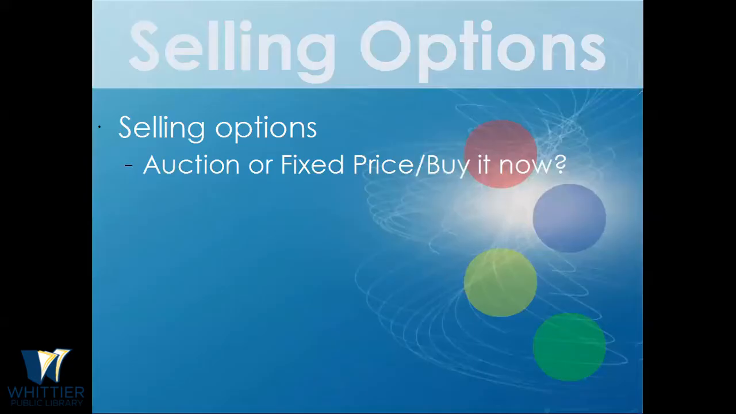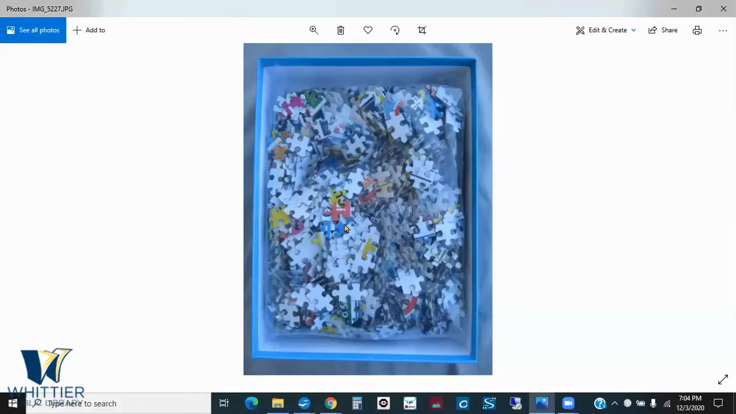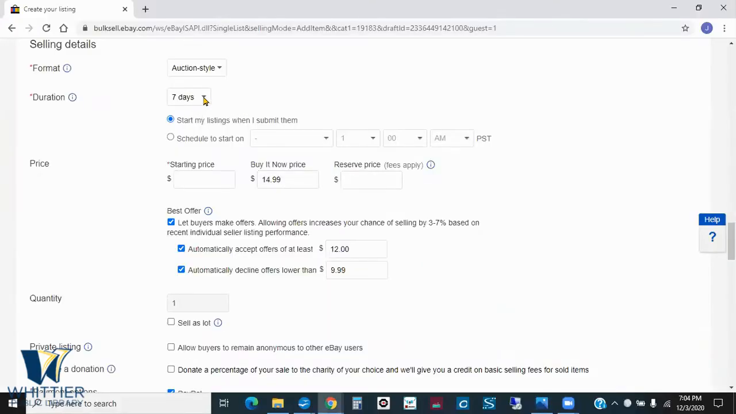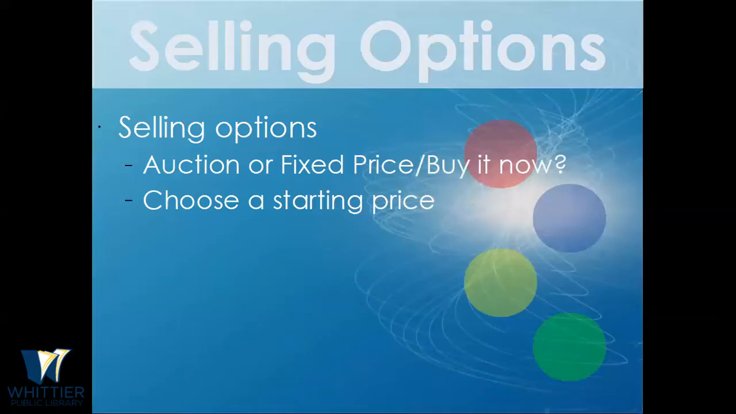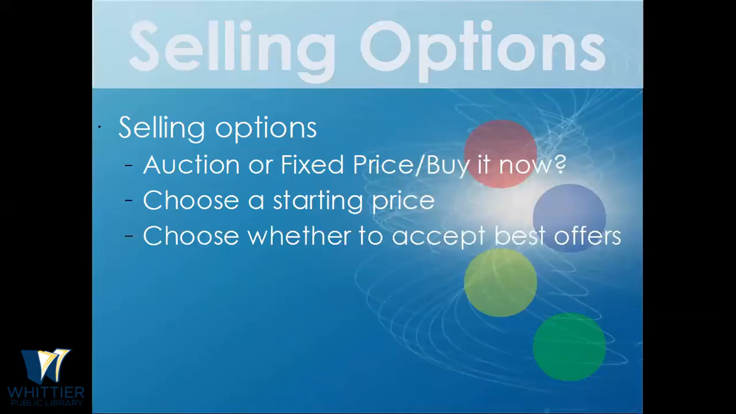So now you can see fixed price or buy it now. So you choose your starting price. If you're doing an auction, you're going to put a starting price right here. You can also include a buy it now price for an auction item. But if you do, as soon as someone places a bid, the buy it now price goes away. So someone may snatch it up right away, but if they don't and people start bidding, the buy it now option is gone. That's how you choose your starting price.